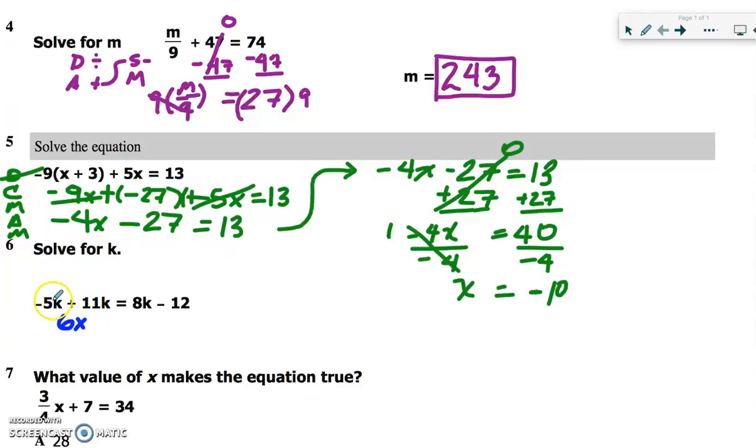Same signs? Nope, I have different signs. So I subtract the numbers and take the sign of the higher number. So again, 11 minus 5 would leave me 6. Take the sign of the larger absolute value, which is the 11. That makes it positive. I'm sorry, I wrote an x, I meant k.